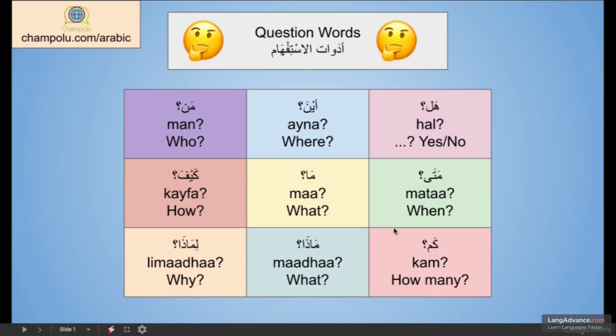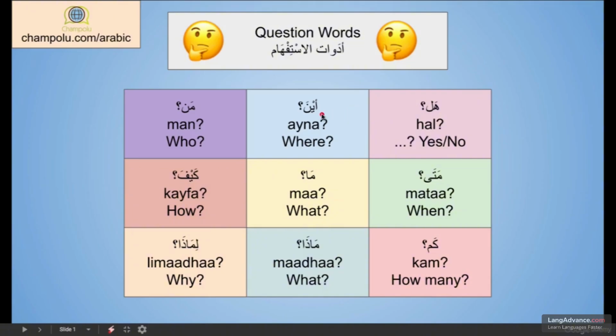Talking about question words in Arabic. There are a number of question words. The main ones that we'll be talking about today are the ones here. So the first one is هل, which doesn't actually have an equivalent in English, but this is how we form yes-no questions, as we'll see in the coming slides.